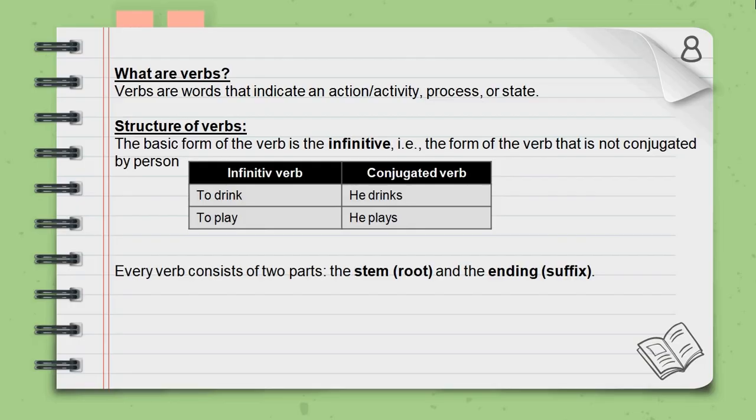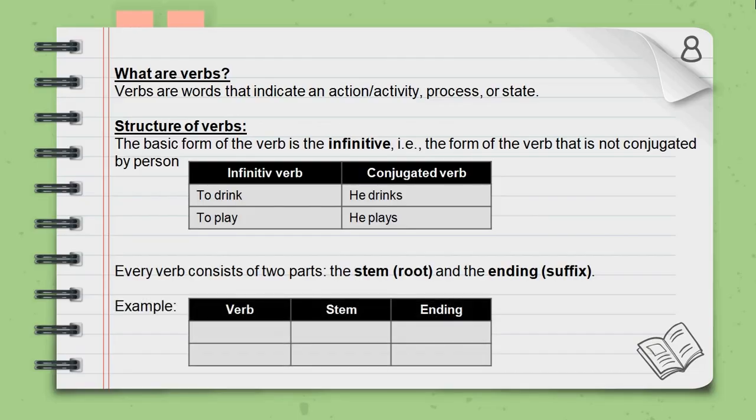Every verb consists of two parts, the stem or the root, and the ending or the suffix. For example, in the left part we have the verb, in the middle the stem, and the suffix or ending in the right. The verb he sleeps, the stem is sleep but the suffix only s. Or he plays, the stem is play and the ending only s.